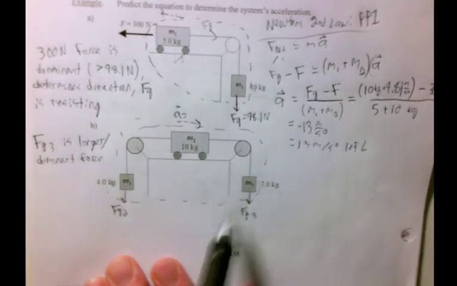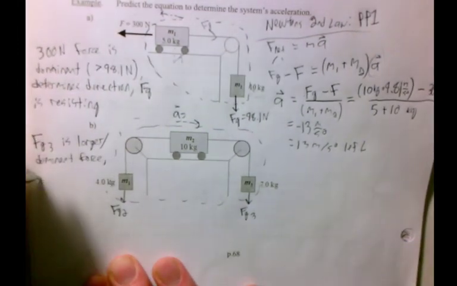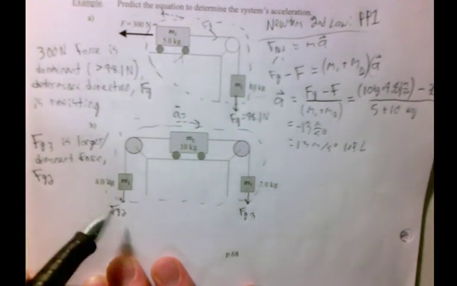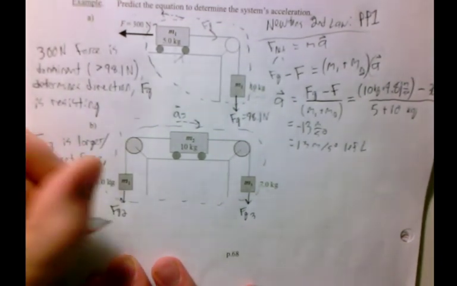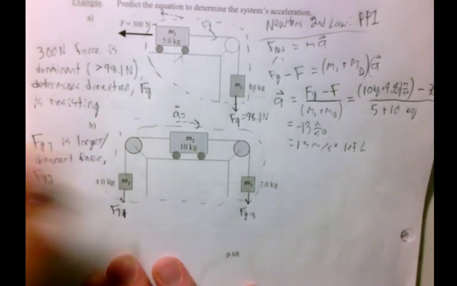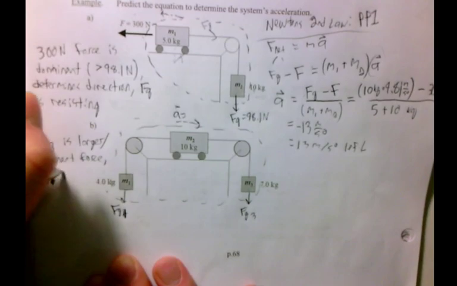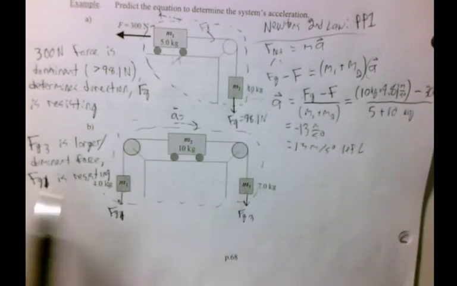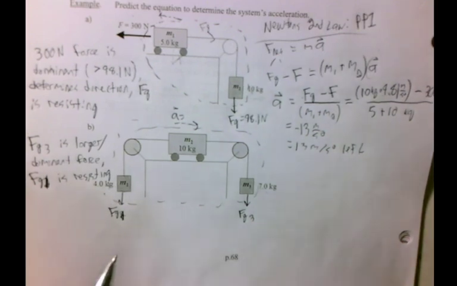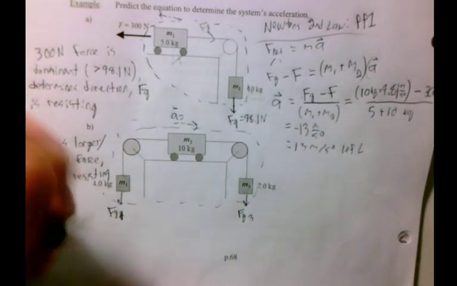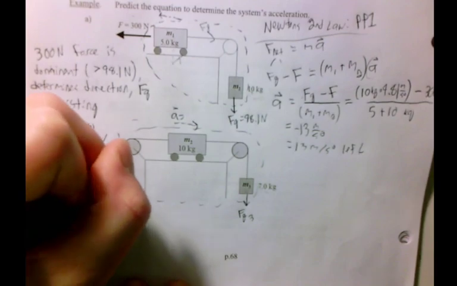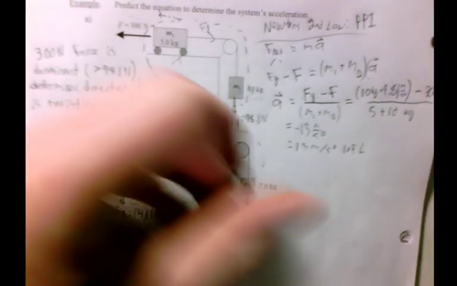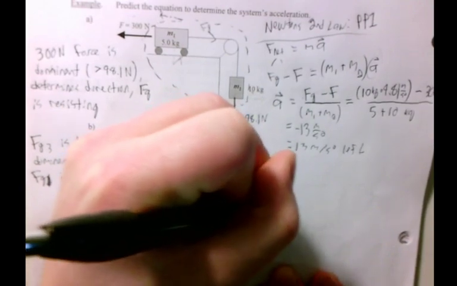And if this is our dominant force, that means our 4 kilogram mass, or we'll call that mass 1, M1, Fg1, is our resisting. Right, so it'll be slowing down mass 1. Okay, again, we need to calculate the actual gravitational forces of these two. So we have our 4 times our 9.81 and our 7 times our 9.81.